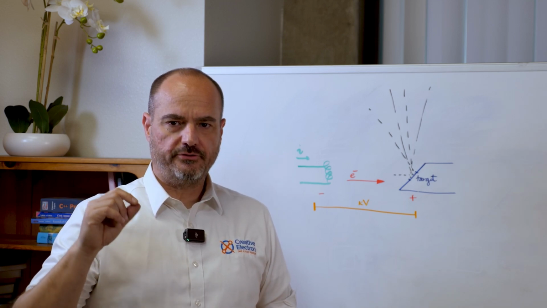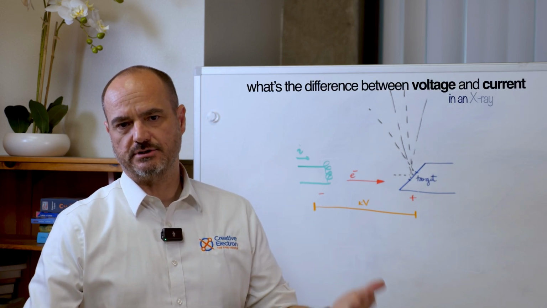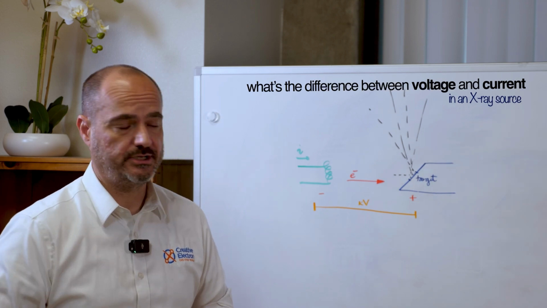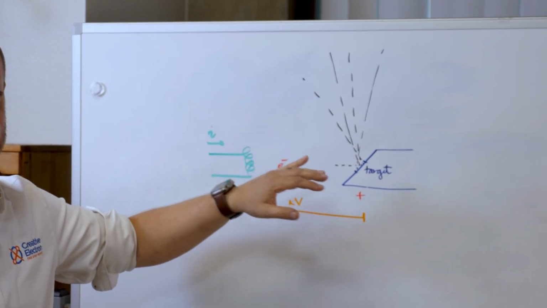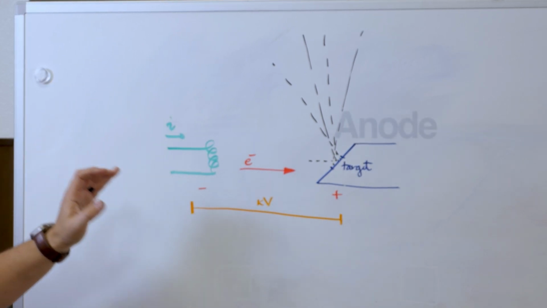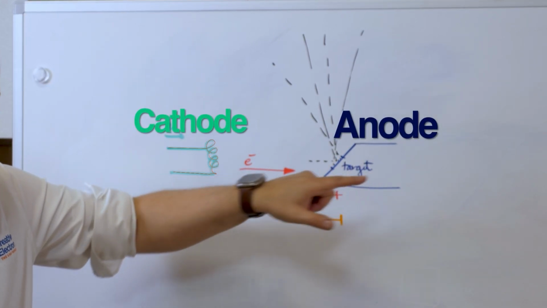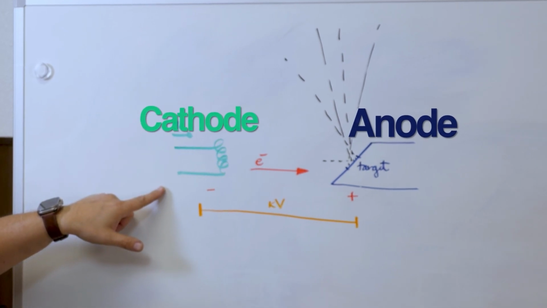One question we get quite often is, what's the difference between a voltage and a current on an X-ray source? And that's actually a very, very good question. Let's take a look at our schematic of an X-ray tube right here on the board. The X-ray tube has two main elements, an anode and a cathode. And then you have the filament and the target. Pretty straightforward. Starting with the filament here on the left.